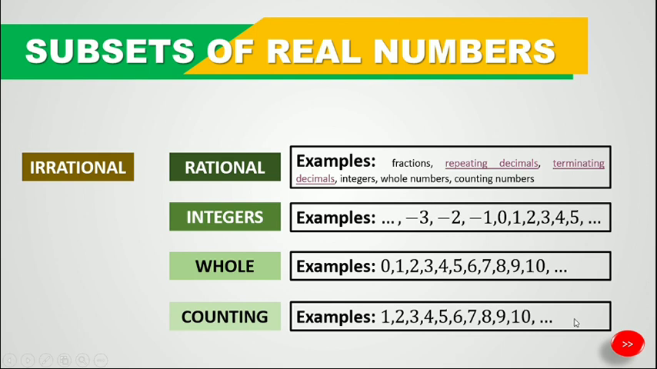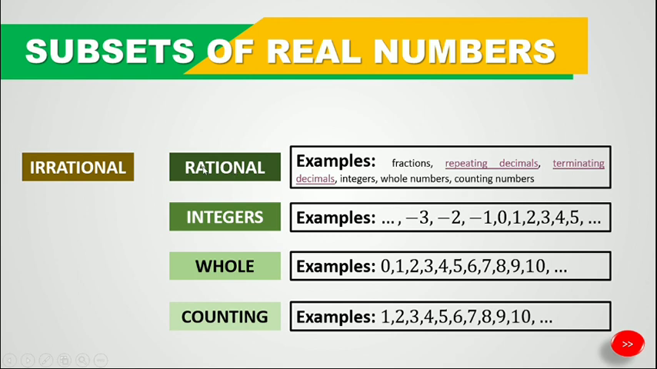So these are examples of terminating decimals. And then we also have integers, whole numbers, counting numbers. In other words, integers, whole numbers, and counting numbers are included in the set of rational numbers. So again, rational numbers include integers, whole numbers, and counting numbers. These three belong to the rational numbers.